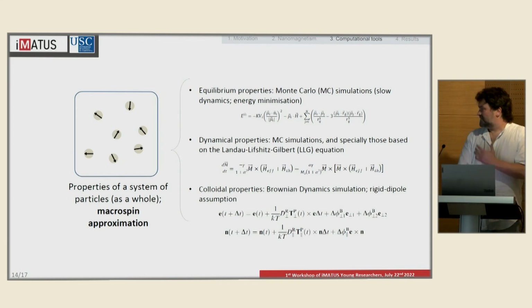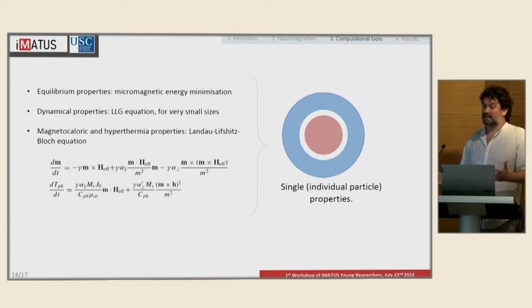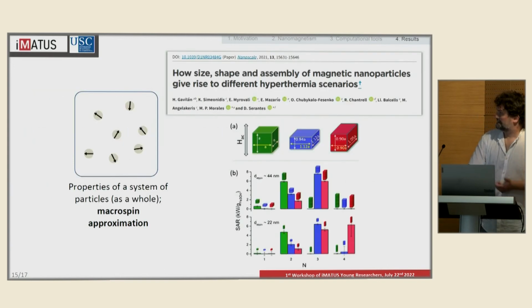We can use Brownian dynamics or molecular dynamics, but that only works for the rigid dipole assumption, so it's useless for what we do. So it's complicated to define what to use. For the single particle properties, we have more tools to use, but we are limited. If we want to make an application that requires millions of particles, studying one particle is limited as well.